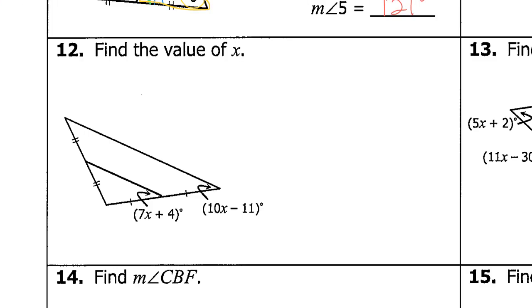All right, to find x on number 12, I have to first see what two angles I'm trying to use. It looks like it gave me information about this angle and this one, and I know that those are corresponding, right? So they're equal. So in order to find x, I'm going to set those two expressions equal to each other. When you solve for x, you should get 5.